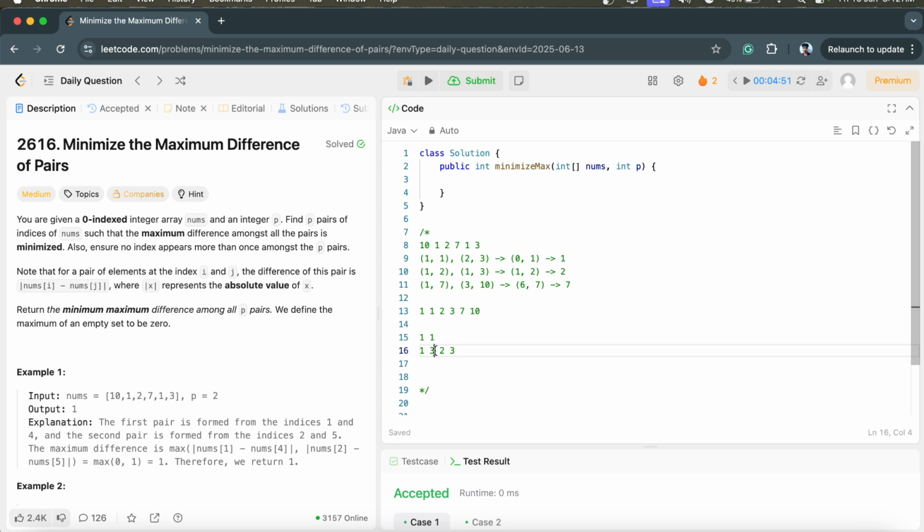Okay, so the difference of 1 and 3 is 2, and the difference of 2 and 3 is 1. So at any point in time when we sort the data, we are pretty much clear that the adjacent elements are going to give the minimum difference, no matter what different indices we try to consider. The difference of 1 and 7 is always greater than the difference of 3 and 7. So definitely we will sort the data, because we are looking for the minimum difference pair, right?